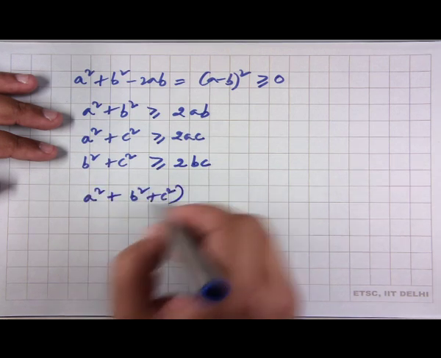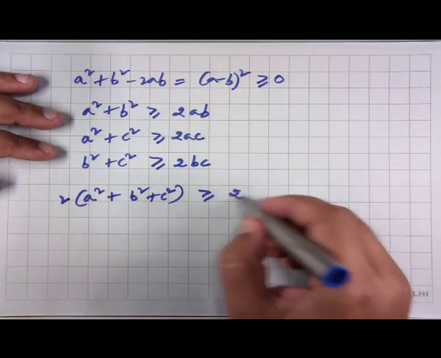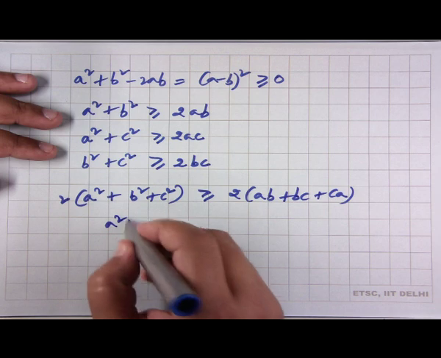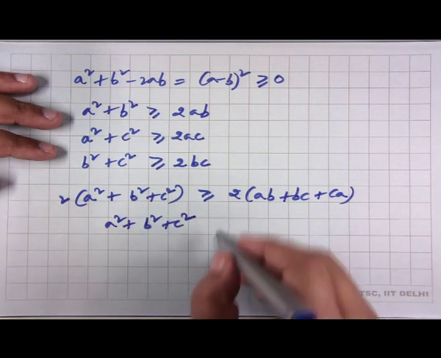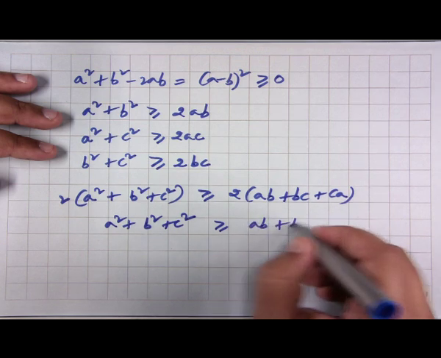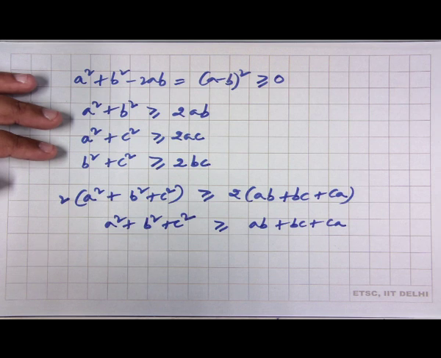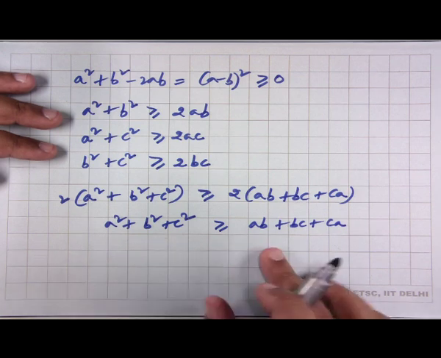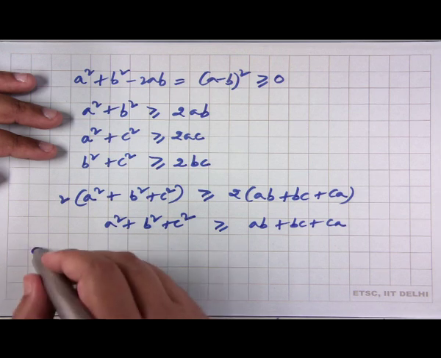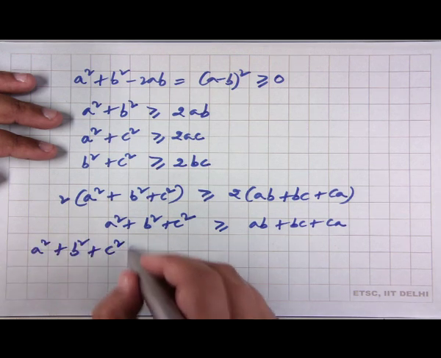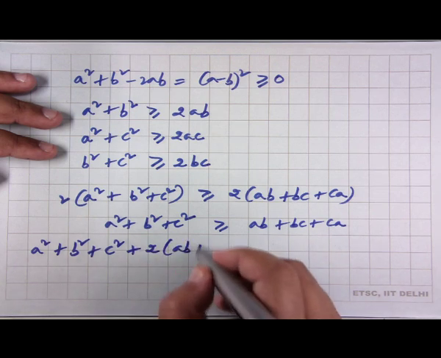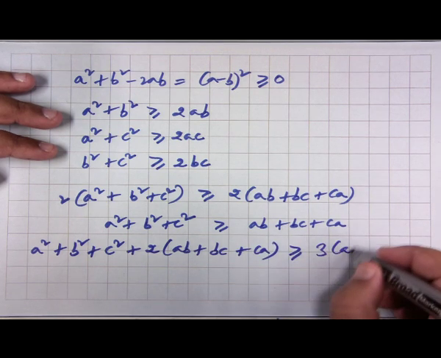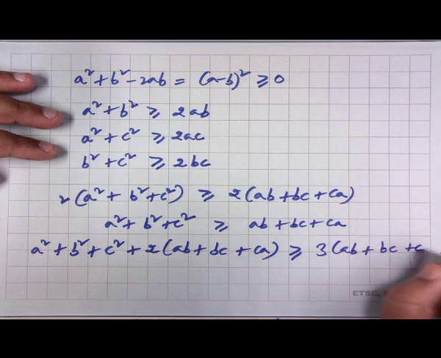And then if we add all of these inequalities, what we get is that A square plus B square plus C square times 2 is greater than or equal to 2 times AB plus BC plus CA, which is the same as the inequality that A square plus B square plus C square is greater than or equal to AB plus BC plus CA. And now we add 2 times AB plus BC plus CA to both the sides of this inequality, and therefore, we get A square plus B square plus C square plus 2 times AB plus BC plus CA is greater than or equal to 3 times AB plus BC plus CA.